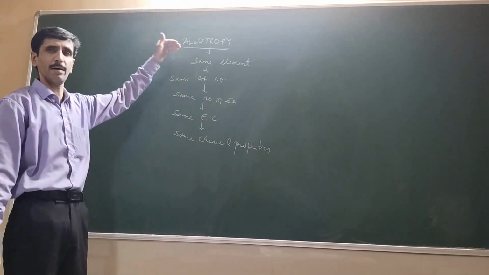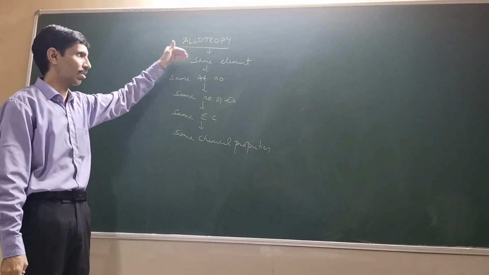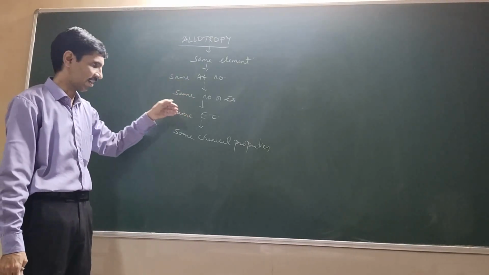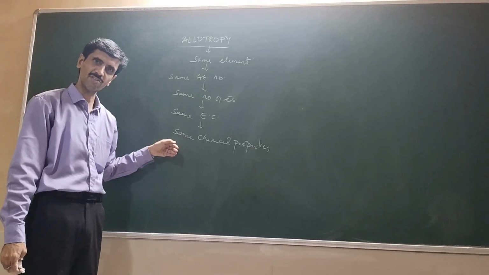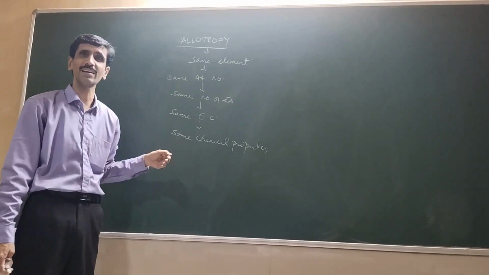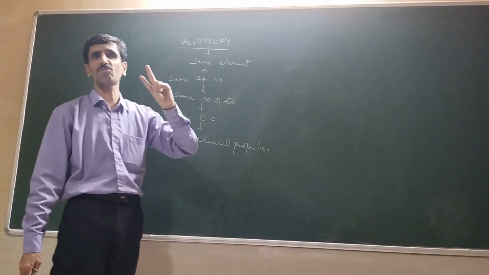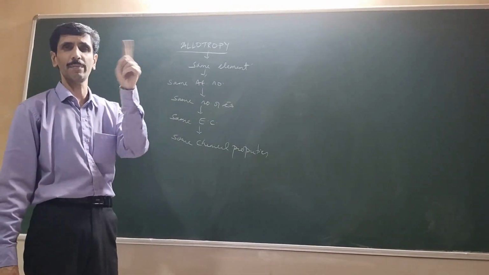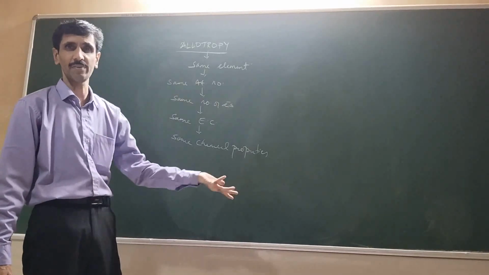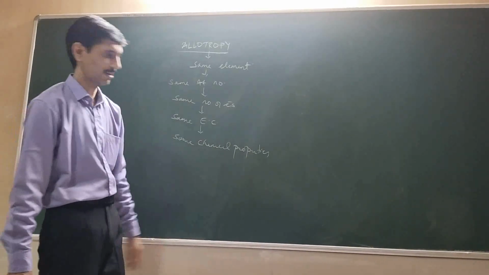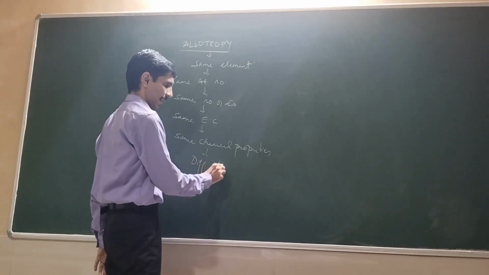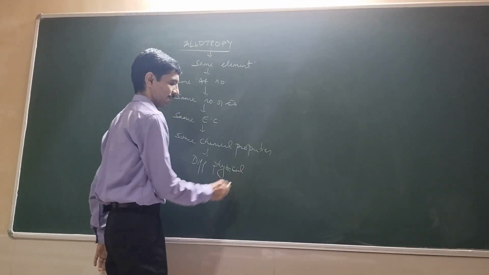So, allotropy is a phenomenon where the element is the same, the atomic number is the same, the number of electrons is the same, the electronic configuration is the same, and therefore the chemical properties are also the same. Then what is different? It's obvious. There are generally two properties associated with an element, chemical as well as physical. If the chemical properties are the same, it is very obvious that the physical properties are different. So we go for different physical properties, and therefore they exist in various forms.